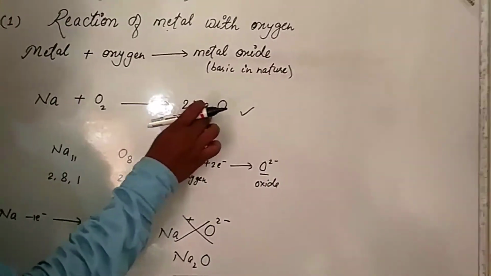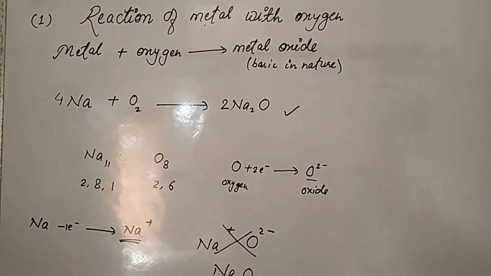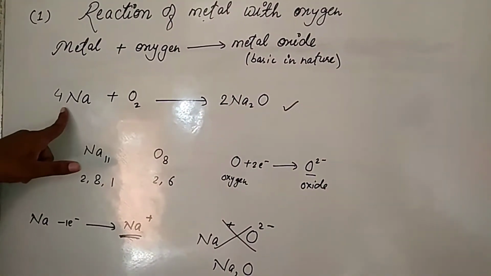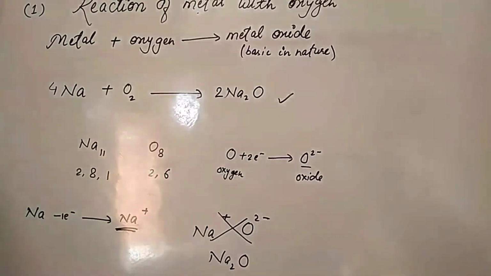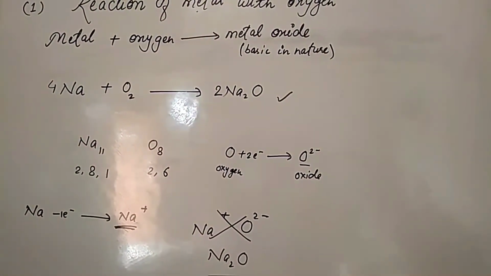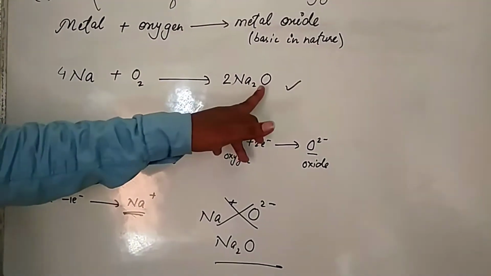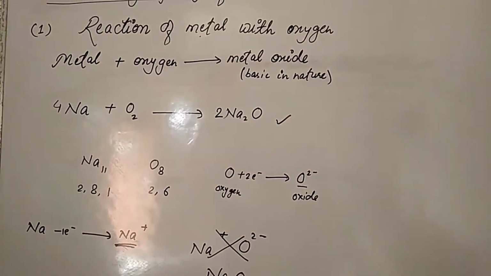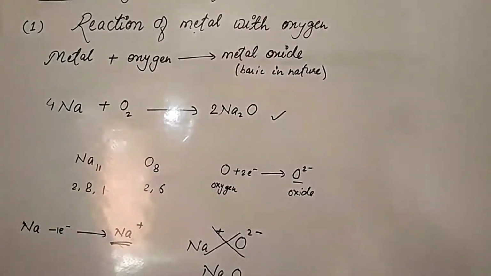Now sodium is 4, 2 times 2 is 4. Now multiply by 4. Now it is balanced, children: 4 sodium, 4 sodium, 2 oxygen, 2 oxygen. Now clear, children, how metal reacts with oxygen and forms metal oxide. Children, potassium also reacts with oxygen and forms potassium oxide.